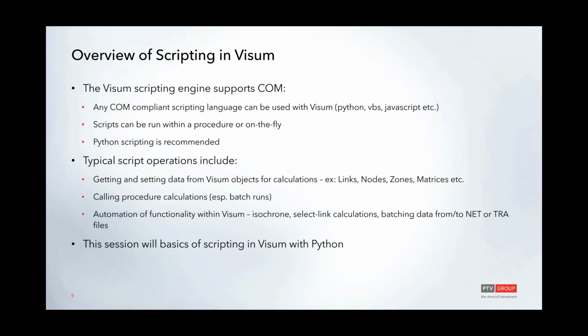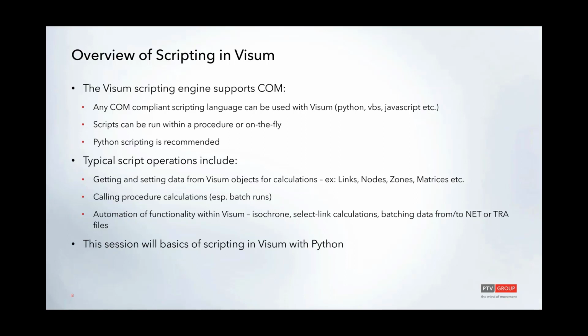Then you can also use scripting and automation in Visum to call procedure calculations. Now, let's say you have multiple sets of XML procedure files stored for different times of day, let's say. You can batch run these XML file procedure calculations by loading these and executing these in a batch format with scripting in Visum. So this way, even if you're doing some scenario calculations, you can automate or batch run those scenario calculations with Visum scripting.